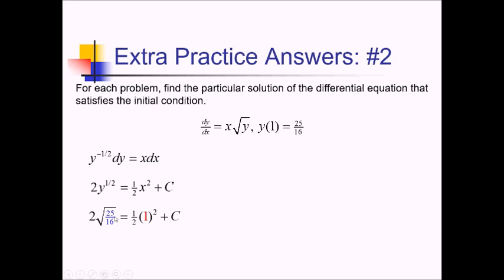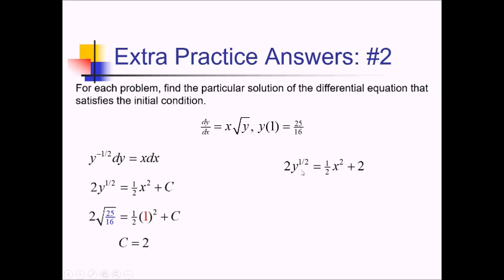So let's see here, square root of 25 over 16, that's really going to be 5 over 4, and 2 times that is going to be 10 over 4, which is 5 halves. Now we have on the right side, this is just 1/2. 5 halves minus the 1/2 is going to give us 4 halves, which is just 2. So when we do all the arithmetic here and solve for c, we just end up with c equals 2, which isn't so bad. Plugging that back in here, I've got 2 times the square root of y equals 1/2 x squared plus 2. And now all I have to do is isolate y.